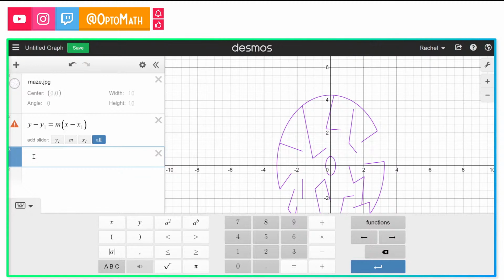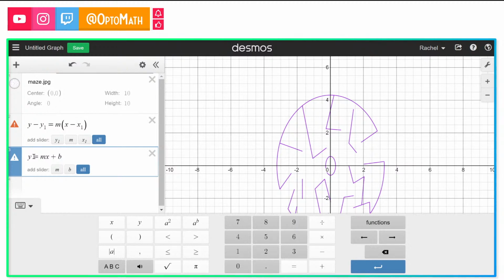So the next equation of lines we learned about is slope-intercept. So we just heard that m is the slope and b is the y-intercept. So m is the slope in both slope-intercept and our point slope.